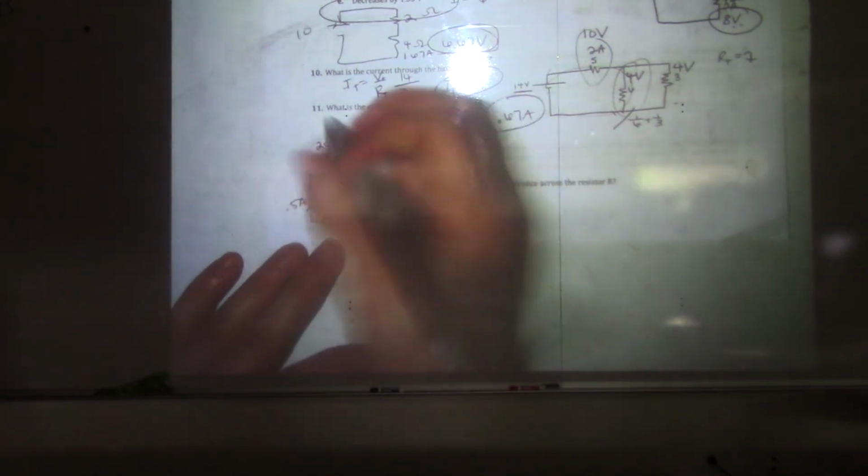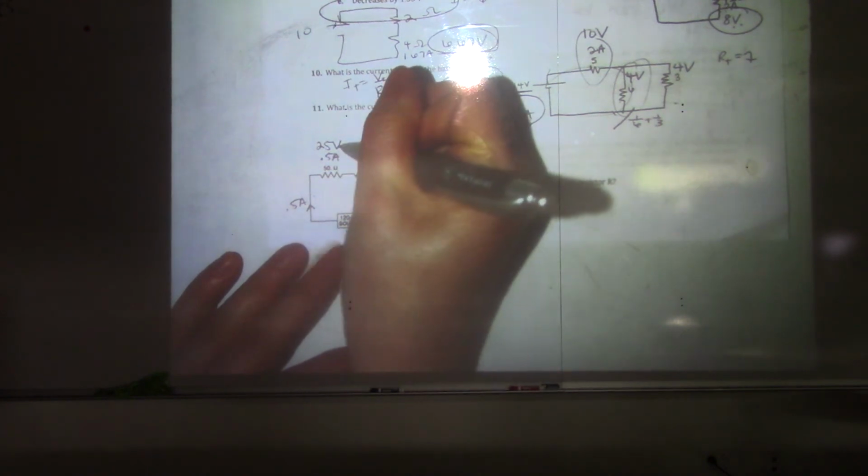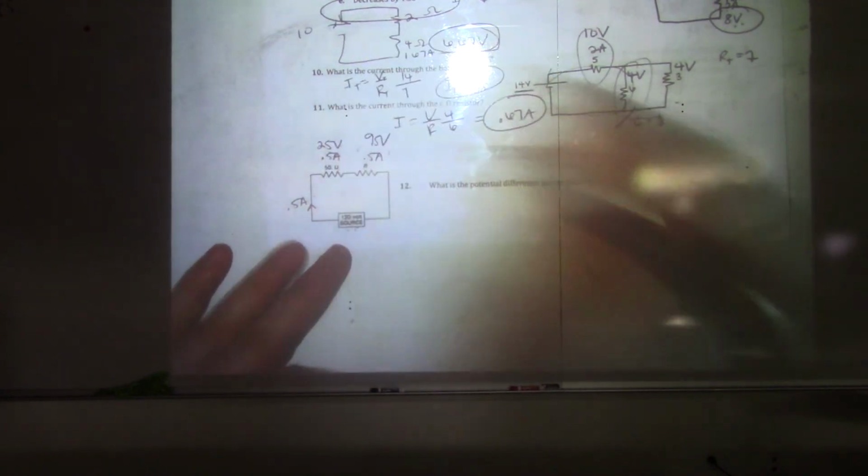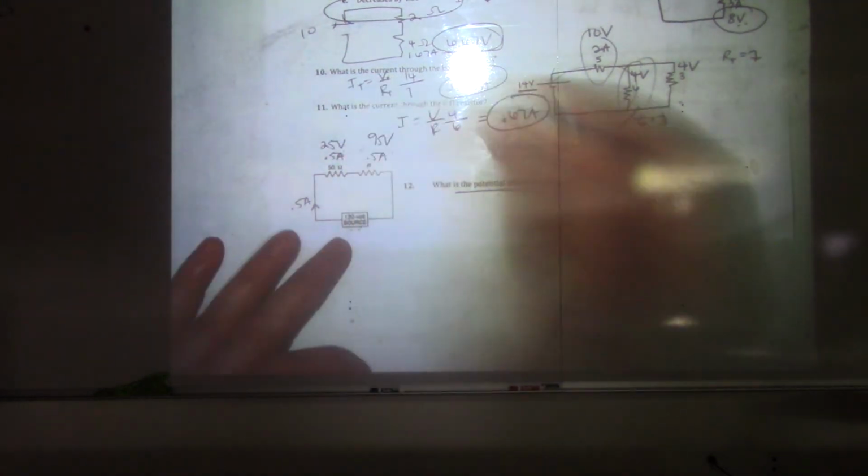So I'm just going to subtract. If my total is 120 and this has a voltage drop of 25 already, then this one would have to be 95. Now I just want the potential difference, which is the voltage, so I just want 95 volts. Done.